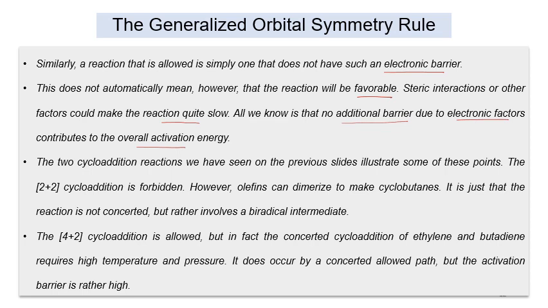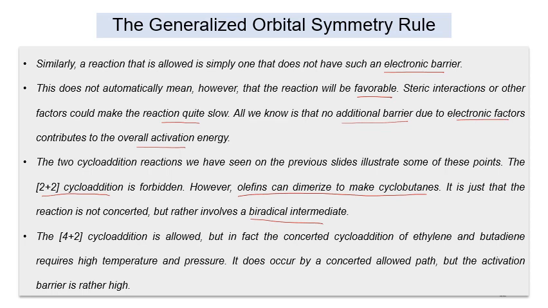For example, the two cycloadditions that we saw on the previous slides: the 2 plus 2 cycloaddition is forbidden thermally. But nonetheless, you can still dimerize olefins to make cyclobutanes. It's just that the reaction will not be concerted. Now it will involve a biradical intermediate. So you can still achieve the same result, but not via a pericyclic pathway.